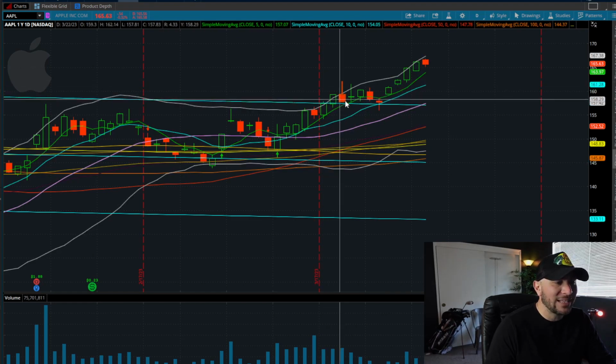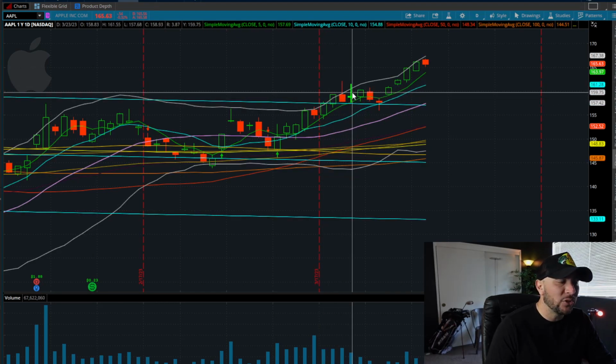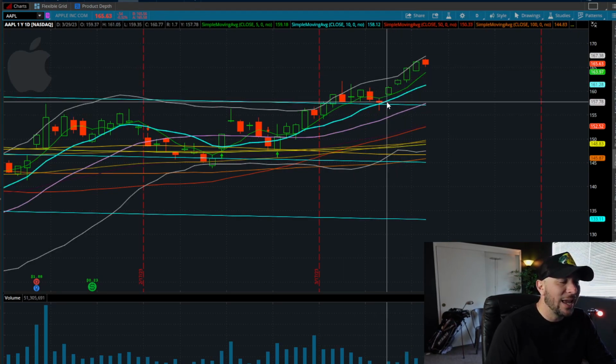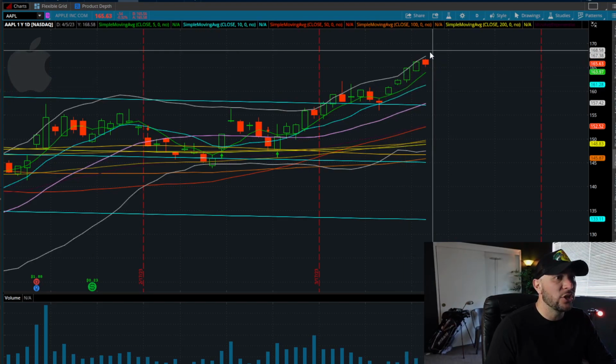This is back testing the breakout. This is building up and consolidating the price action for the next run and next leg and the next new high.